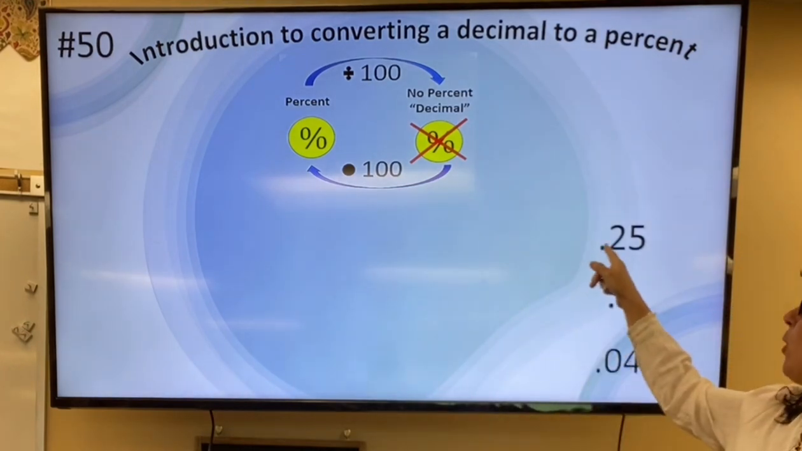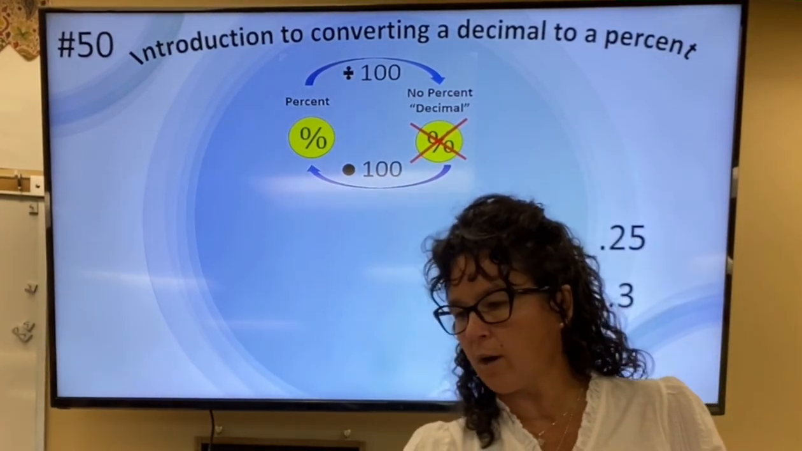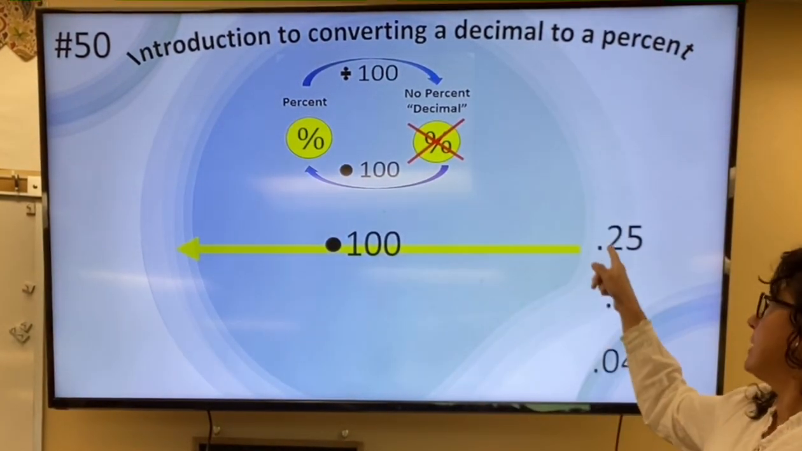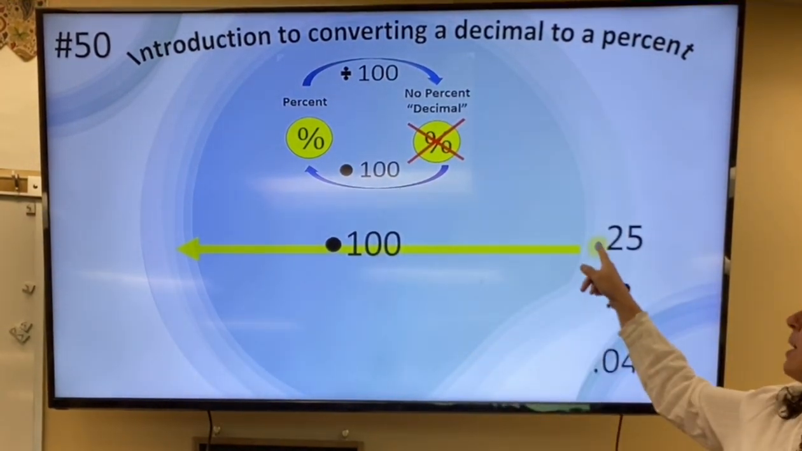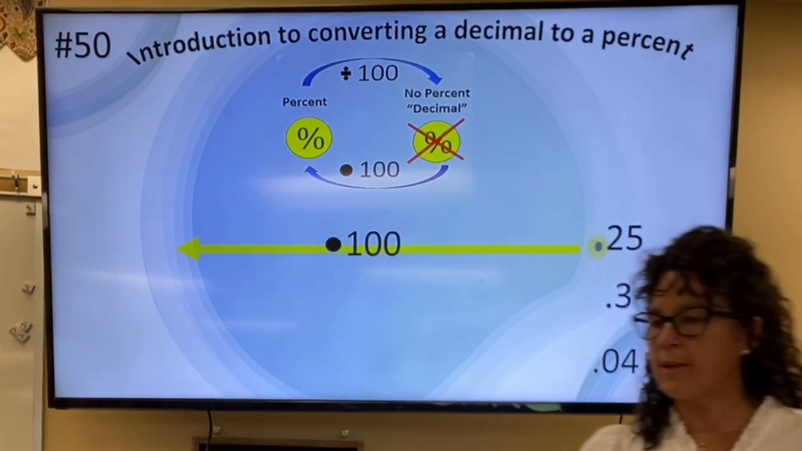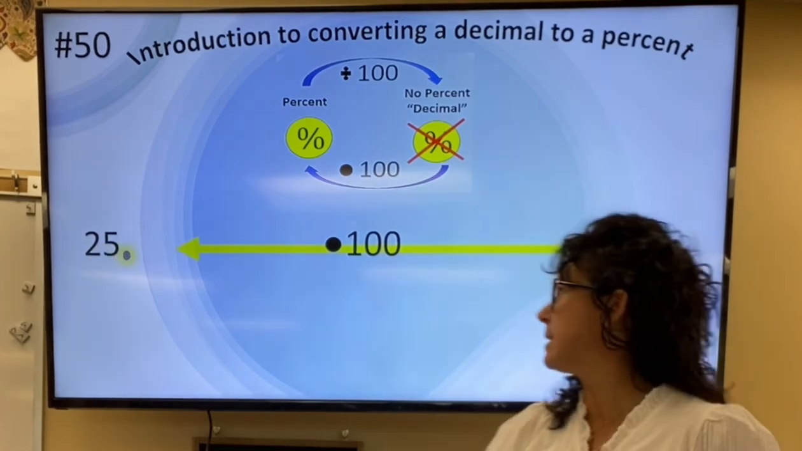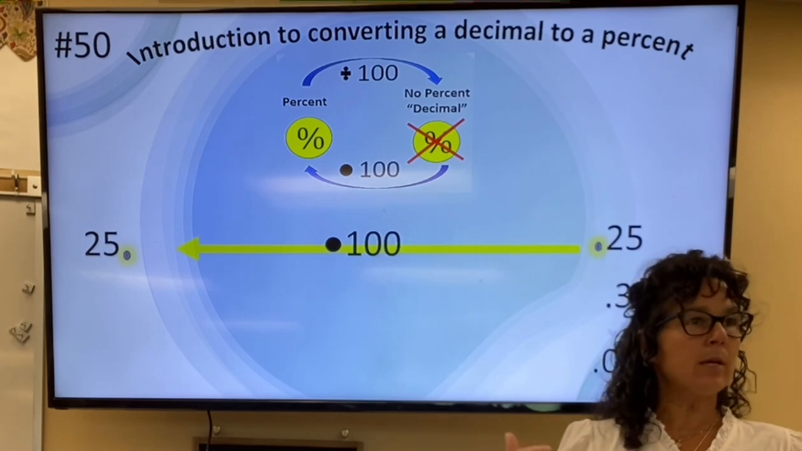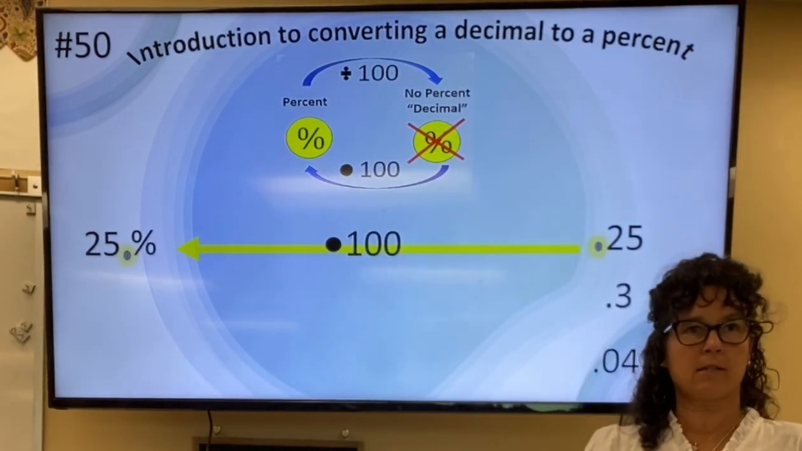So I could take 0.25 times 100 and let my calculator do the work for me, or when I multiply by 100, the decimal point, let's emphasize where that's at right now, it would move to the right 2 places. 0.25 times 100. So moving that decimal point right 2 places, I get just 25, but now it's a percent, so I need to make sure that I put the percent sign on it.